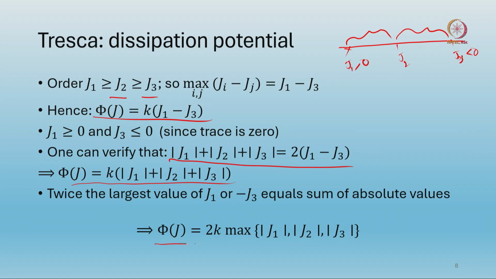So, therefore, phi j finally can be written in this very simple form, which is 2k, where 2 is a factor because twice the largest value of J1 etc. has to be taken. 2k times the max of modulus of J1, modulus of J2, modulus of J3. This is the final form of the Tresca dissipation potential. It is still a pretty complicated form, but much simpler than what we started off with, correct.